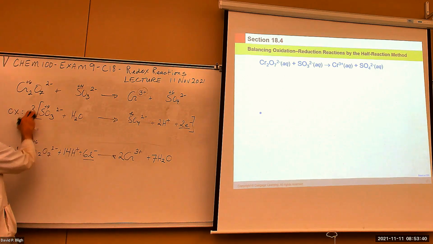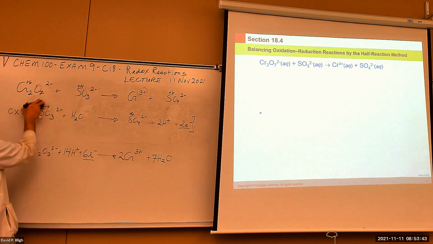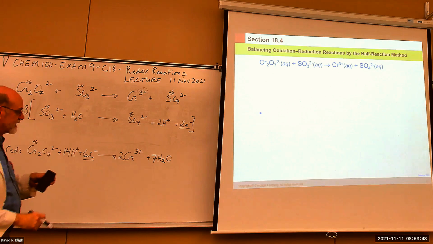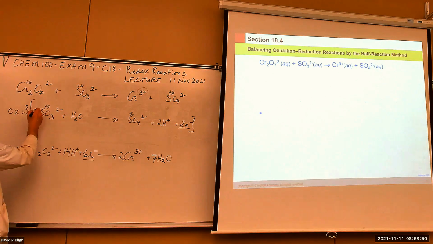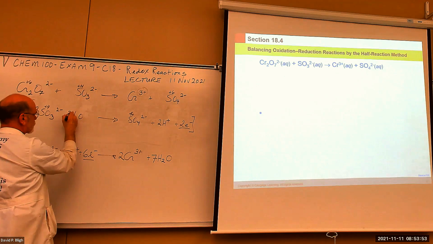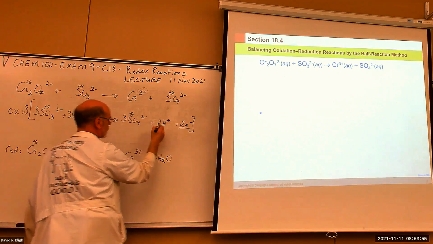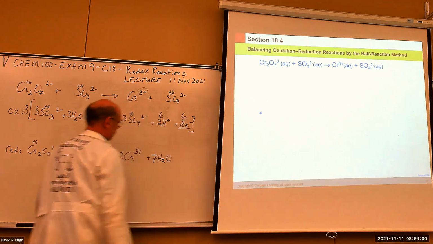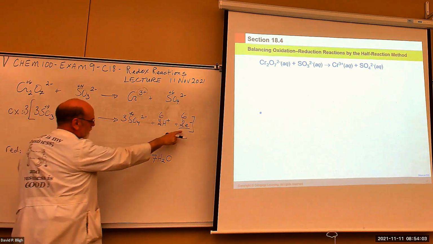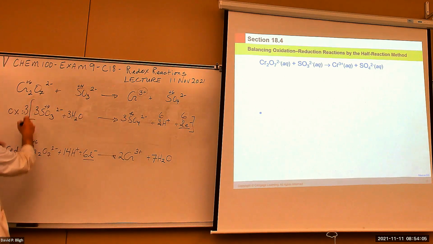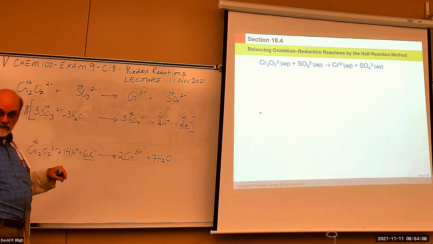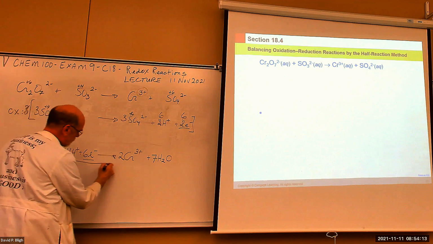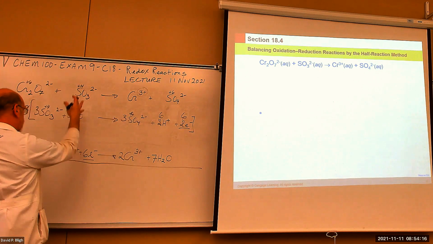Now let me do it this way. Okay? So what does that do? That puts a 3 here. That puts a 3 here. 3 here. A 6 there. And a 6 there. So now we have the same number of electrons, plus our coefficients are changed to match, and we can add the equations back together. All right, let's bring down the reactant side.